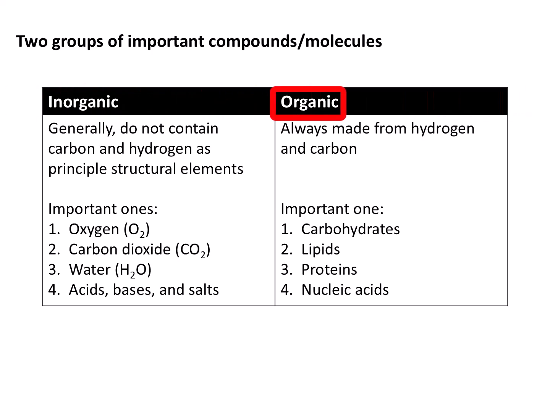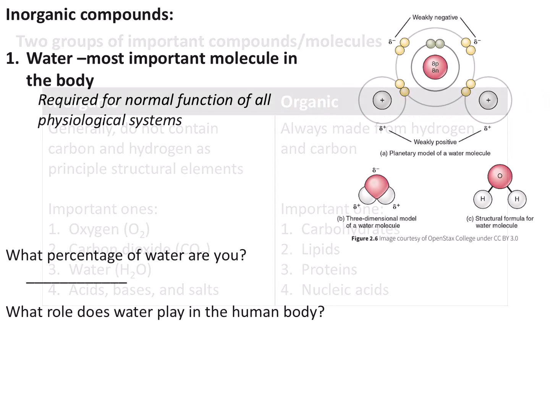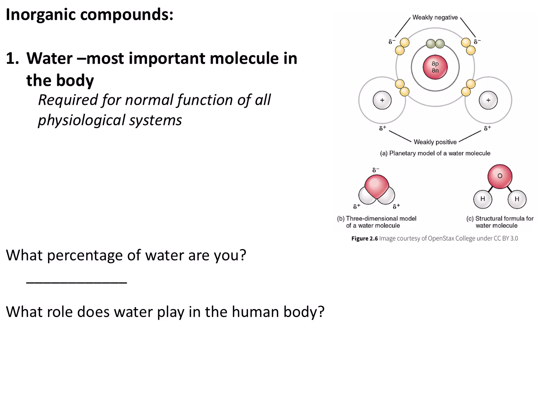Organic molecules or compounds are always made from carbon and hydrogen. They are also relatively large molecules and include things such as carbohydrates, lipids, proteins, and nucleic acids. We are going to start with the inorganic molecules.